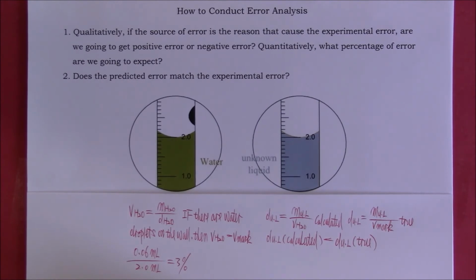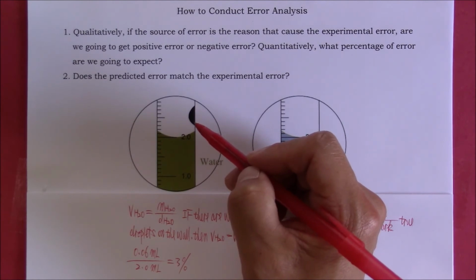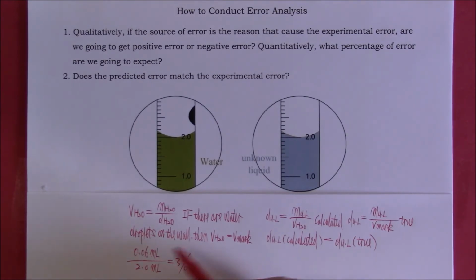Remember, the true density of the unknown liquid can be from literature, or from other trustworthy sources. Then, if it is about 3%, the water droplets on the wall of the graduated cylinder during the calibration is the source of error. But if the observed experimental error is larger than 3%, at least the water droplets on the wall of the graduated cylinder are not the only source of error. We have to look for other possible sources of error. But if the observed experimental error is less than 3%, that indicates possibly it is not the source of error. We have to look for a different source of error.